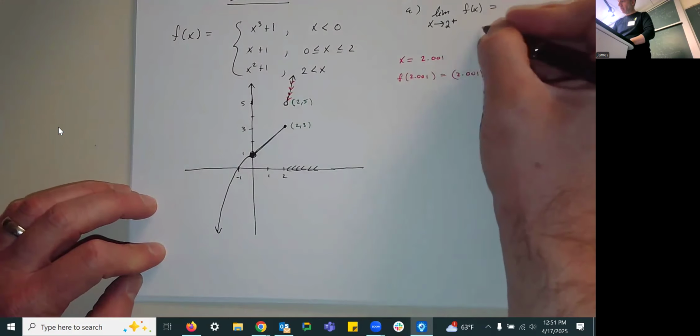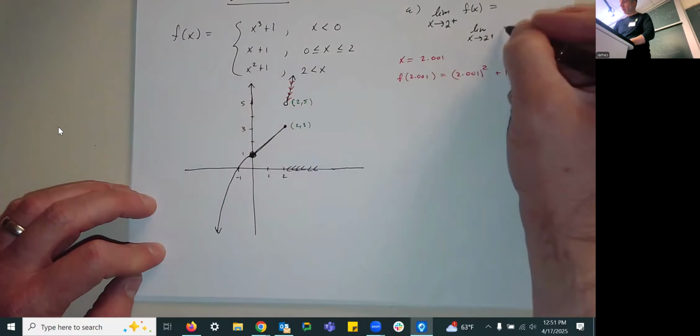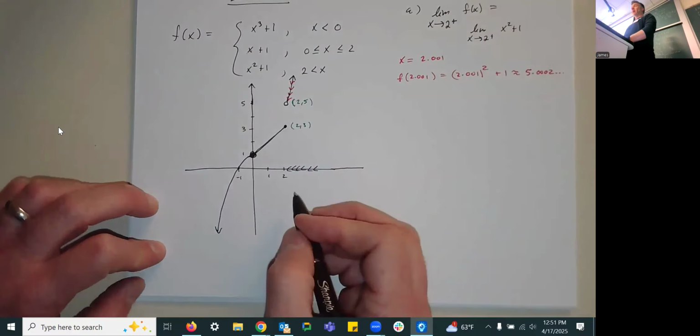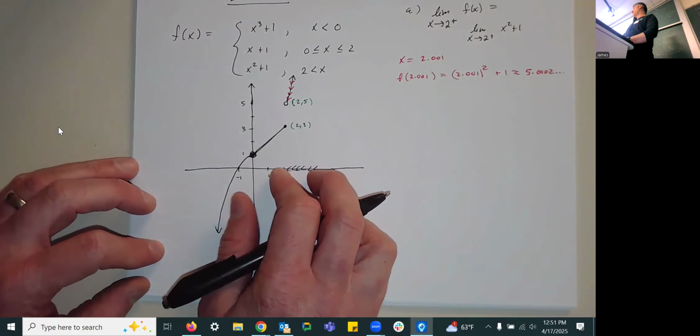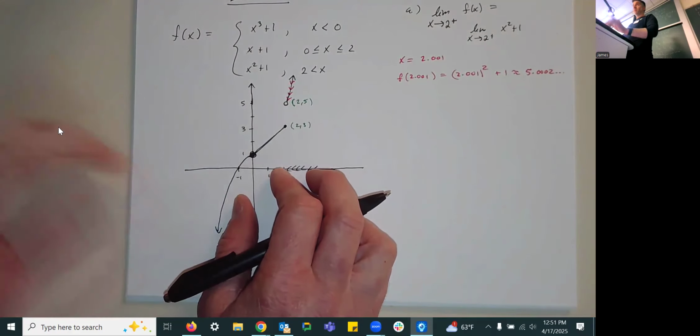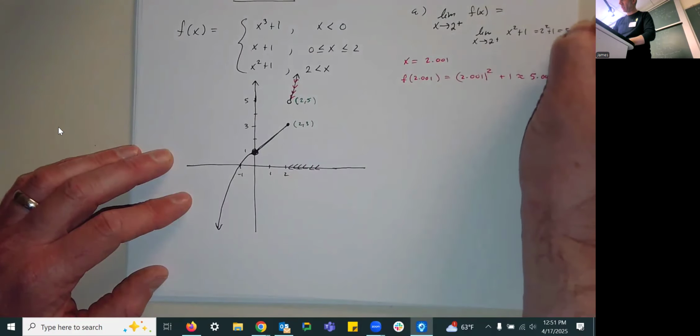I'm gonna write one more thing though. It's the limit as x approaches 2 from the right of x squared plus 1, because that's how the function is defined when x is bigger than, or right of, 2. And then we can just plug it in and get 2 squared plus 1, which is indeed 5.